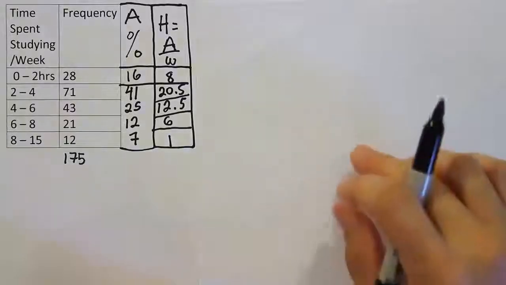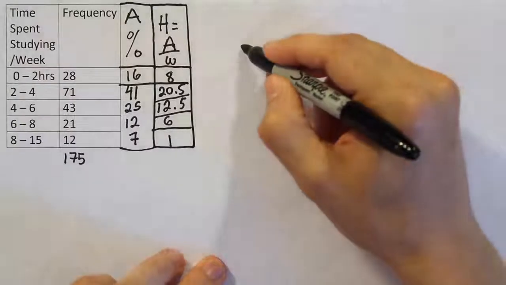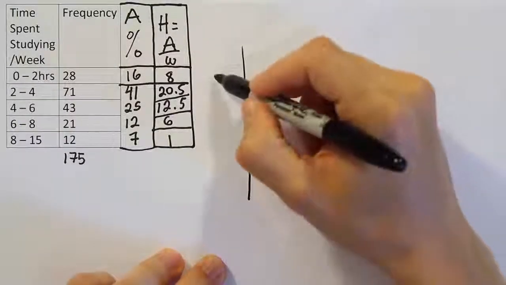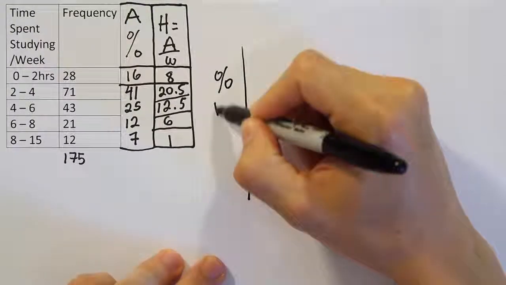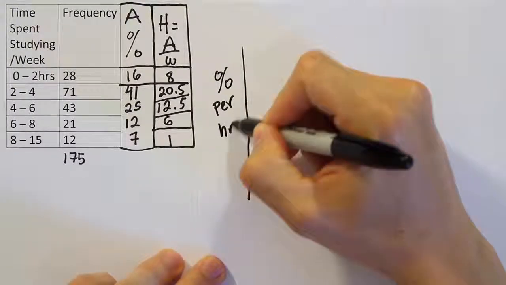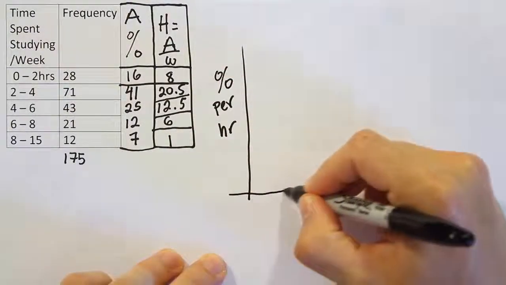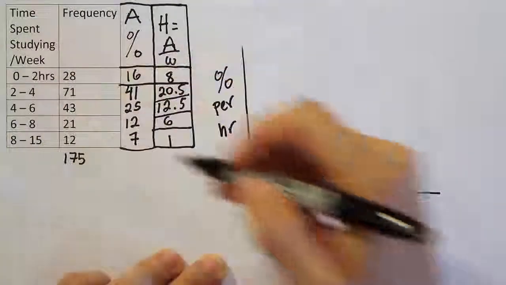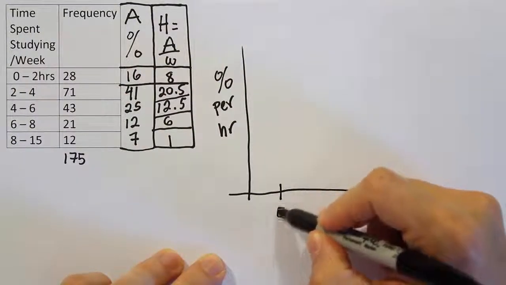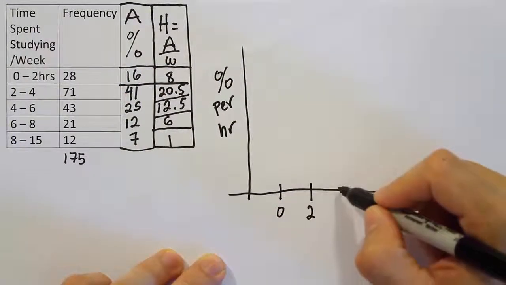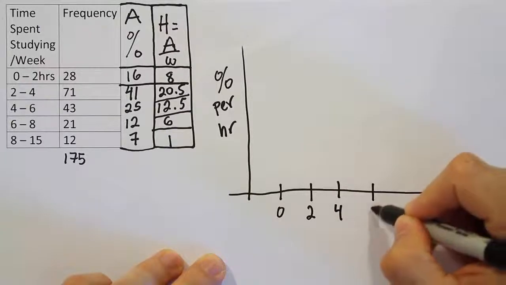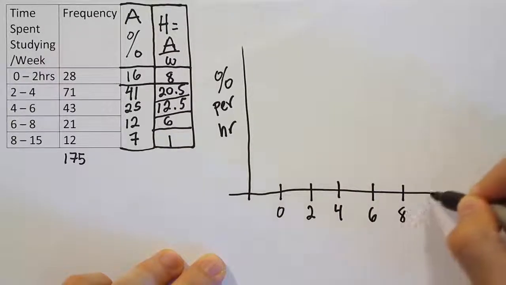Okay, so let's do our drawing finally. So we're going to draw a y-axis, which is going to be labeled percent per hour. Hour again, because that's the units of our x-axis. And our x-axis is going to be the hours that are listed there. And so we'll have 0, we'll have 2, we'll have 4, we'll have 6, we'll have 8.